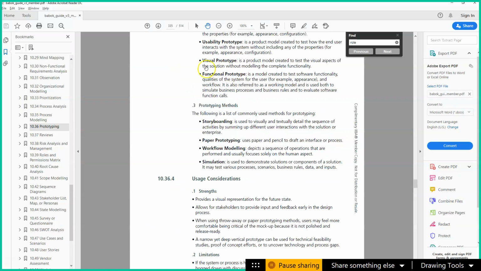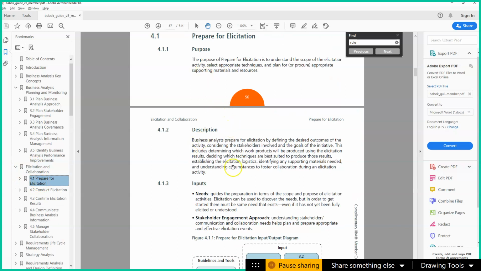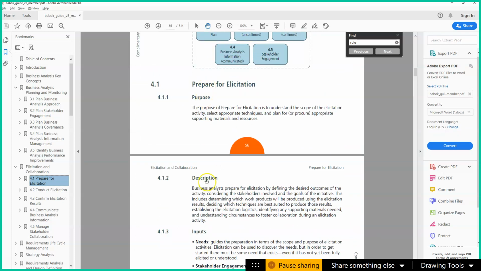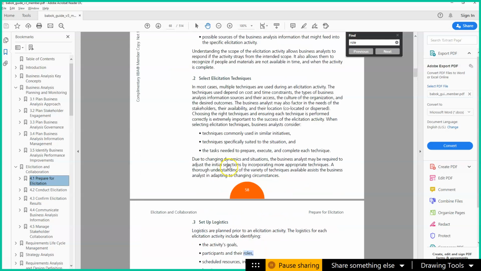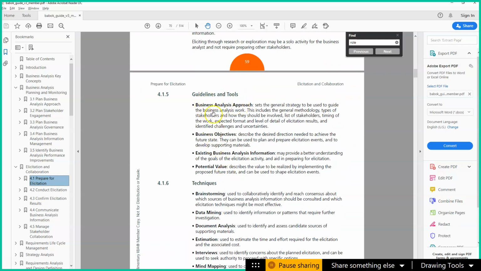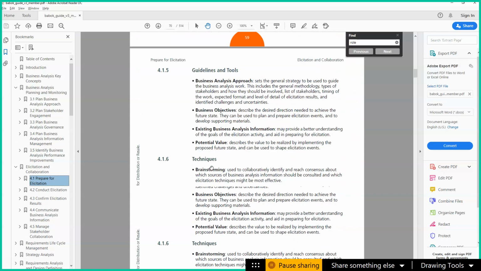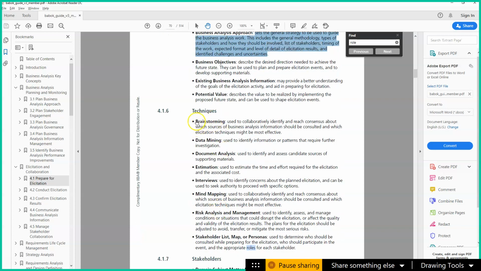That's not all of the techniques in elicitation and collaboration. So if you go to the elicitation and collaboration section, in each task, you will see the whole BABOK is structured this way. Every task has a purpose and a description, inputs, elements that make up that task, like understanding scope, selecting techniques, etc., guidelines and tools. So in this image right here, business analysis approach, business objective, down here in this area, it'll give you what that guideline or tool was, and then it'll tell you how it impacts this specific task. This is why reading the BABOK will be really helpful eventually before your test, because it will help you connect to it a little bit better. And then it lists all of the techniques.